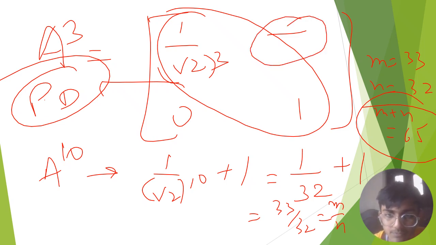This will become weird, but according to the question we have to find just the sum of the diagonal elements. So diagonal is the principal diagonal. Diagonal always means principal diagonal. Principal diagonal means this diagonal.